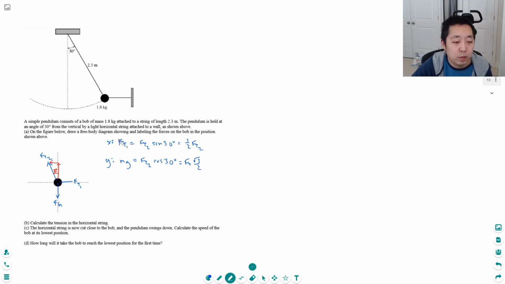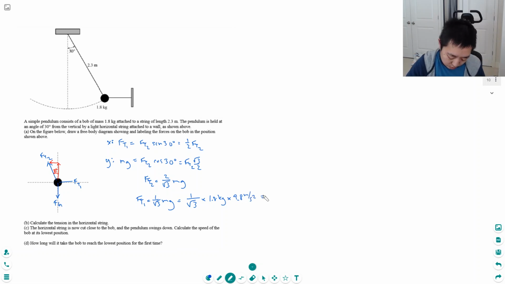Now, what I'm trying to solve for is Ft1 at this point. So I need to know what Ft2 is. To find Ft2, I look at this equation and solve for Ft2. Multiplied by the reciprocal, Ft2 equals 2 over root 3 mg, which I can then apply into here. So Ft1 would equal 1/2 of this, which would be 1 over root 3 mg. I plug in 1 over root 3 times the mass, 1.8 kilograms, times 9.8 meters per second squared. So 1 divided by root 3, times 1.8 times 9.8. I get 10.2 newtons.